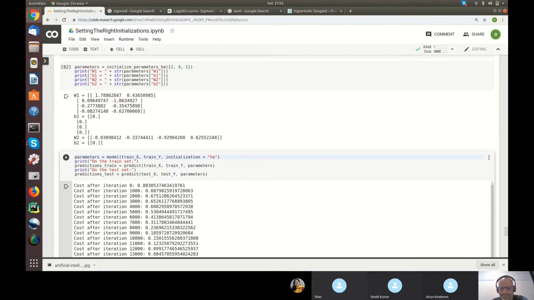And if it has high bias, then you can increase the capacity of the model and improve the prediction. So those were the two ideas.